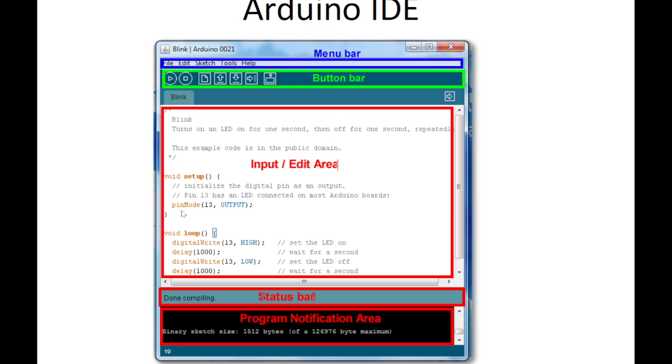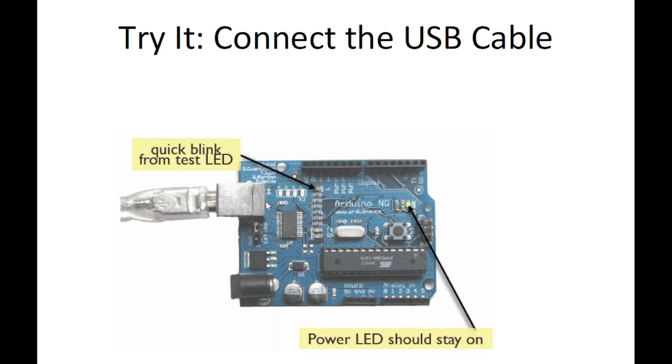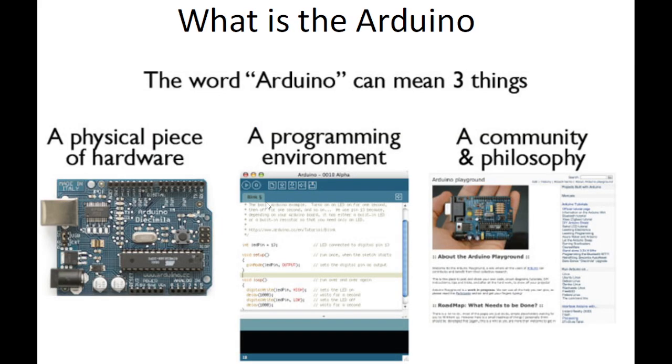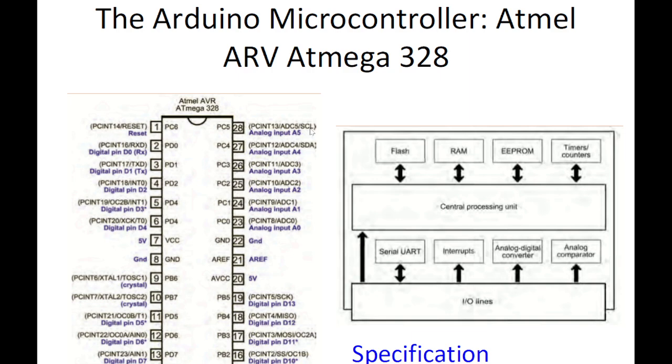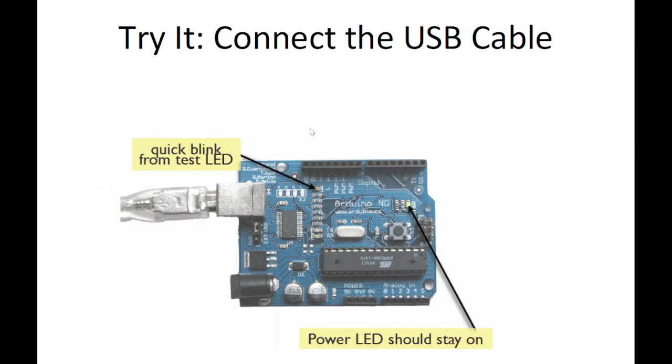The first line will be pinMode. pinMode is basically an Arduino function, and what it's doing is saying that I want pin 13 to become an output. So where is pin 13? If we go back, you see that this is pin 13. So this pin 13 we are making an output.